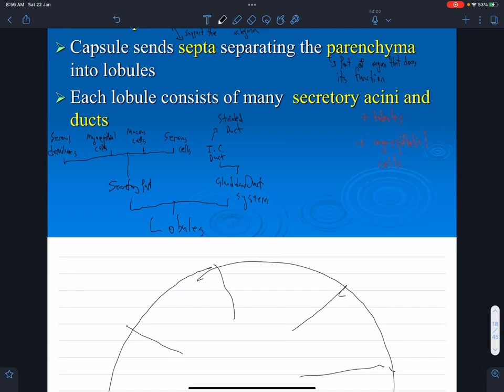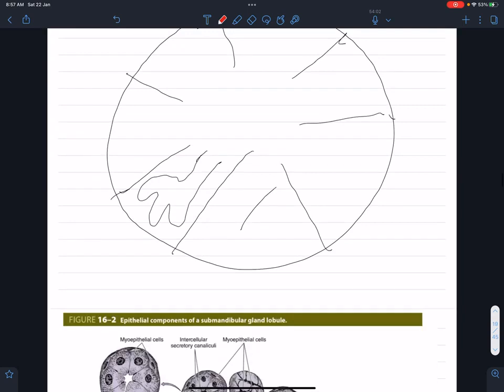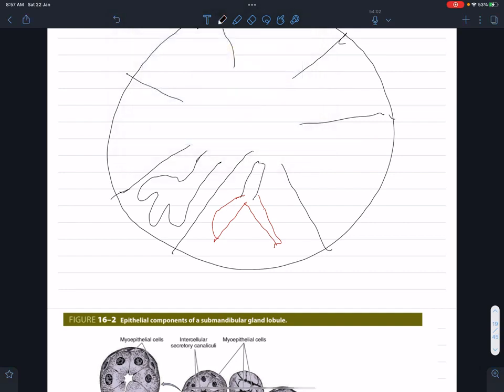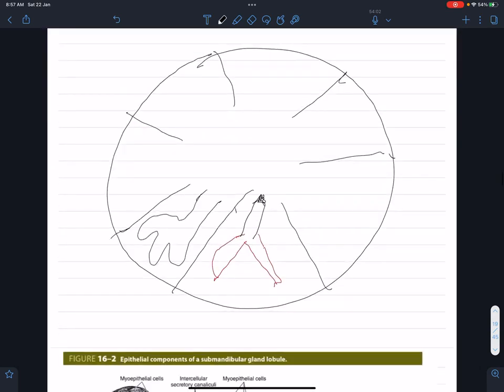Now these two ducts together, if we were to draw it for you, let's say we have the intercalated ducts right here, and they drain into the striated duct, okay, and this striated duct will then move on, in the black color. These two ducts, the striated duct and the intercalated duct, they make up the intralobular duct.